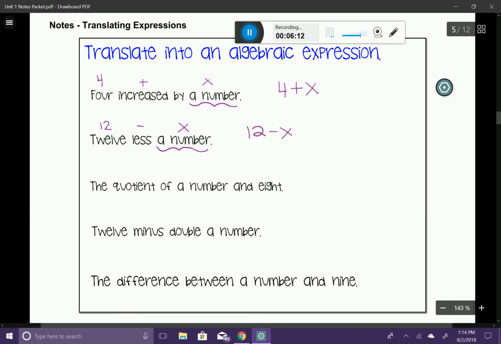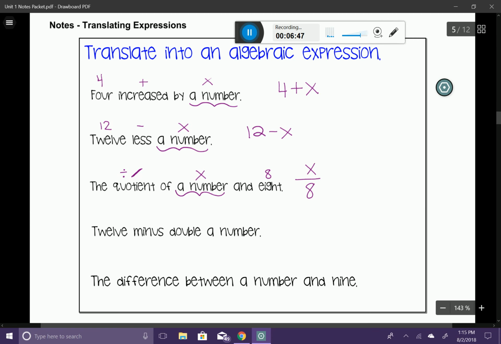The quotient of a number and 8. So the quotient we know is division. So you can either use the little division sign like this. Sometimes you can even use the little slash because we know that we use the fraction bar for division now. So either one that you'd like to use, feel free. So the quotient of a number, which is going to be our variable x, and 8. Well, that's going to be x over 8.